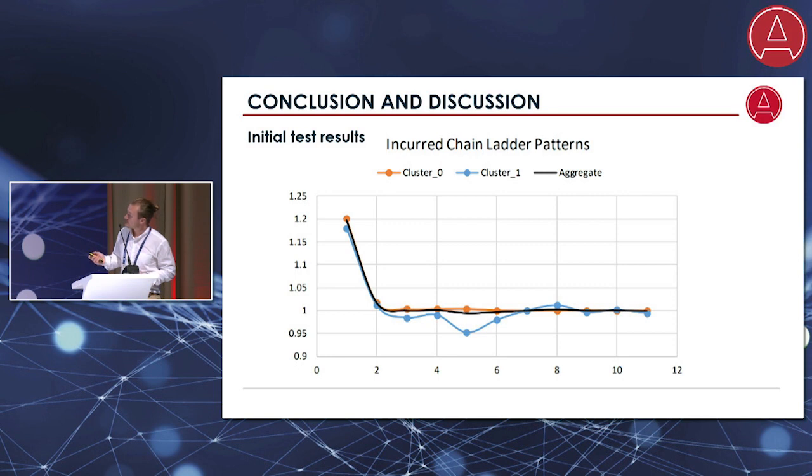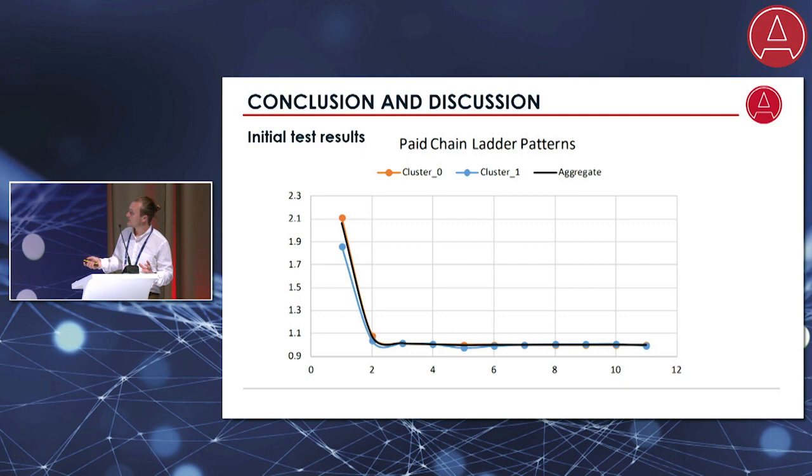This is also very interesting. In cluster zero, you can see the clustering automatically picked up that this cluster had some form of salvage or something happening. It was able to identify the claims automatically, so the natural, automatically calculated pattern was able to reflect this. The black line is the aggregate, so this wouldn't have been spotted without clustering. That's very interesting. And the paid was just roughly the same.